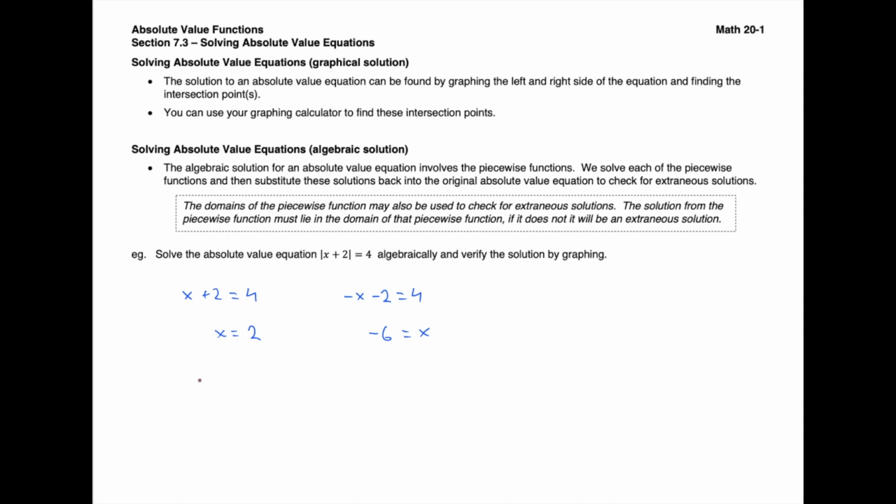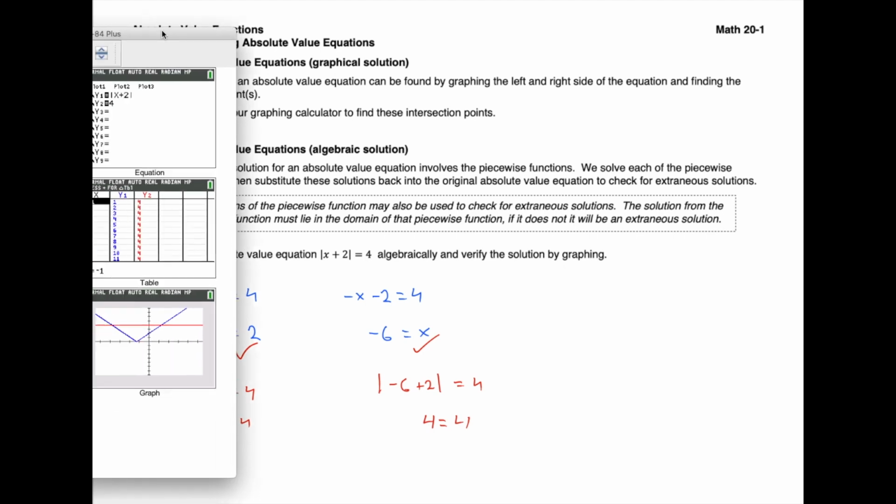You don't need to necessarily write out your steps for these, but again, just put it back into that original equation. And so we see for this one here, if I put in a 2 plus 2, the absolute value of that is equal to 4. So 4 does in fact equal 4, and so this one is a solution. On the other side, I get negative 6 plus 2, and the absolute value sign should equal 4. Now negative 6 plus 2 is negative 4. The absolute value of negative 4 is positive 4. And so this one also checks out. So this one has two solutions, one at x equals 2 and one at x equals negative 6.